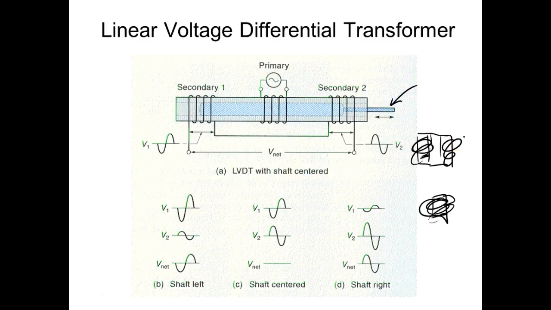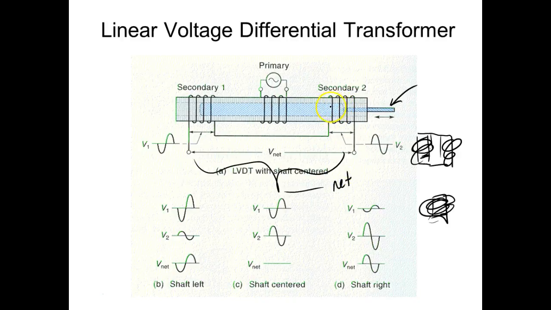So the voltage differential transformers are basically linear position sensors. Right now, what would happen is I come in and sum these together. Does that make sense? What I'm doing right here is called V net.